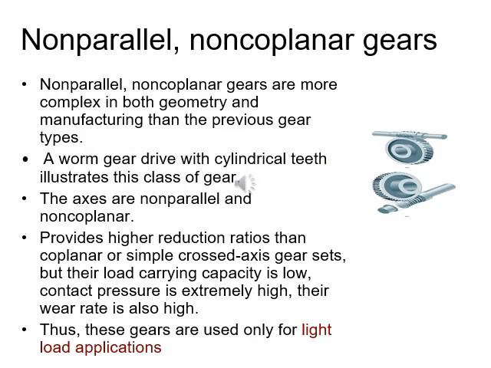Non-parallel, non-coplanar gears are more complex in both geometry and manufacturing than the previous gear types. This kind of gear is hard to make, and the design itself and the material need to be precise. A worm gear drive with cylindrical teeth illustrates this class of gear. The axes are non-parallel and non-coplanar. This gear provides a higher reduction ratio than the coplanar or simple cross-axis gear sets, but its load carrying capacity is low compared to other types.